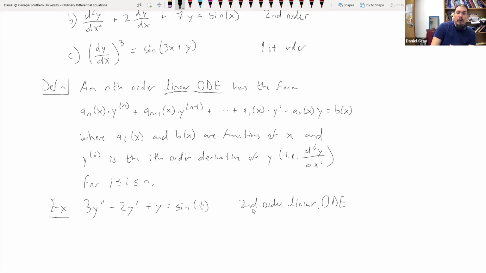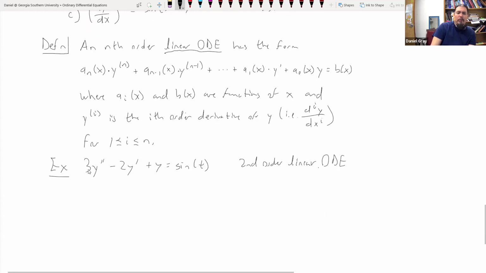Okay, and so a second order linear ODE might have the following form, right? We have some function of t, let's say, times y double prime, plus some function of t times y prime, and then plus some function of t times y is equal to some function of t. Okay. And for this particular example, I chose constants, but it can be functions of t if you want them to be, right? It makes them significantly harder to solve, though. Okay. Anyway, so that's the end of section 1.1.